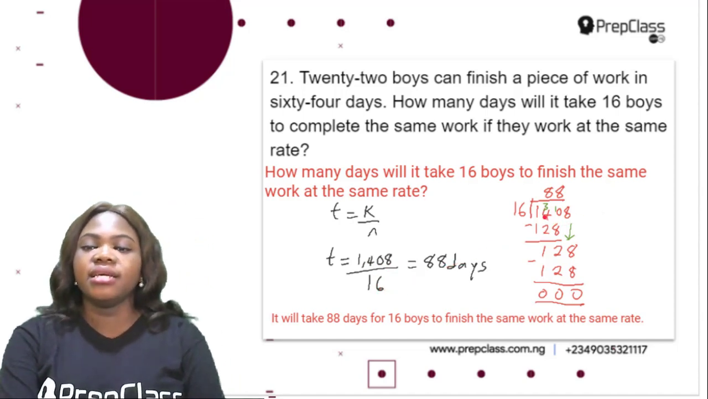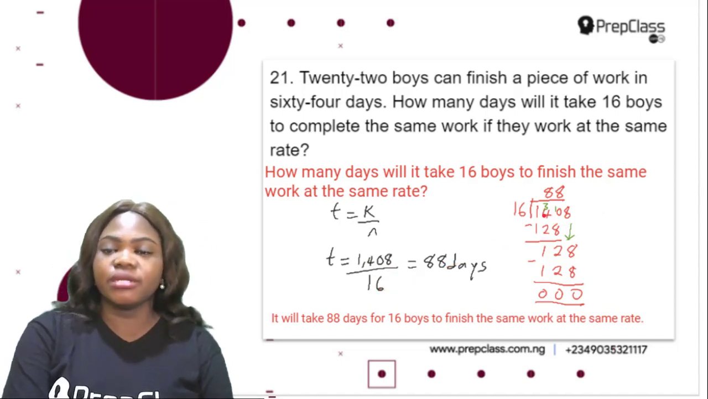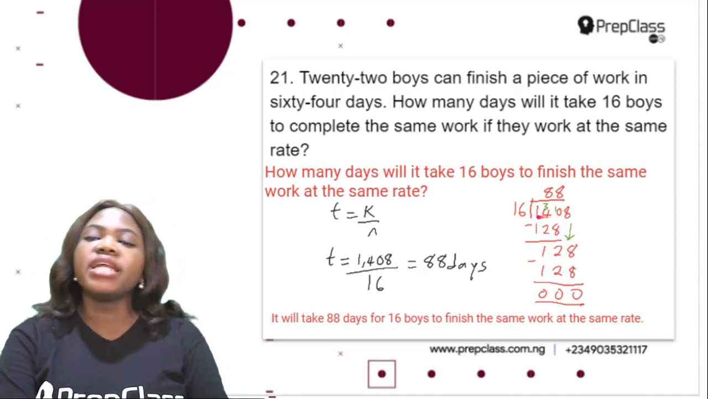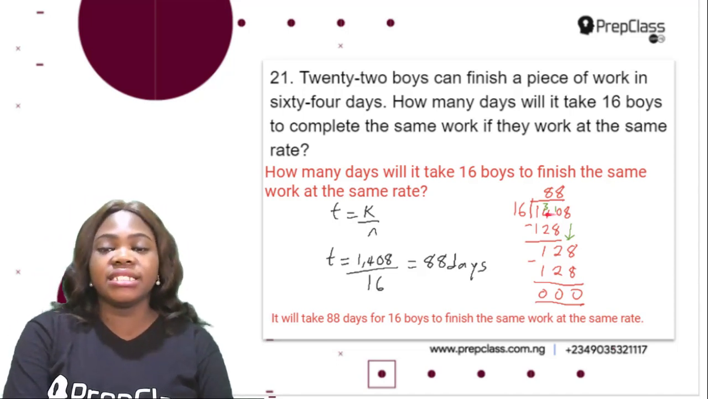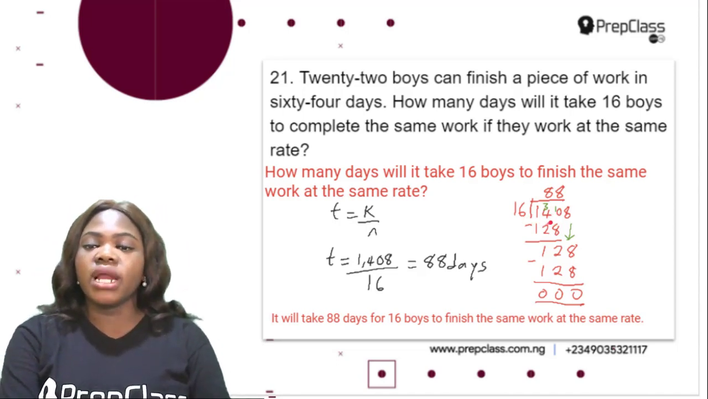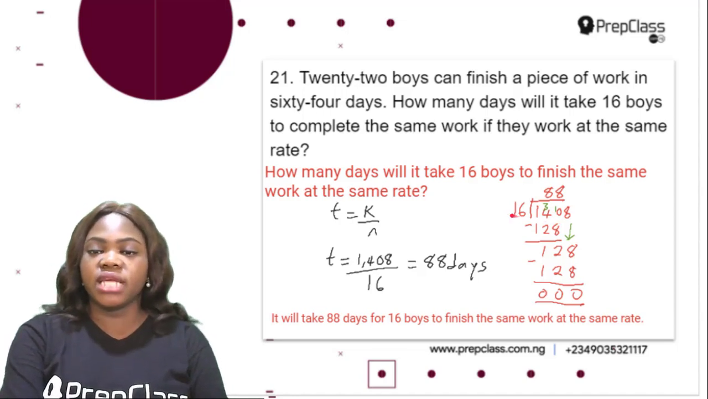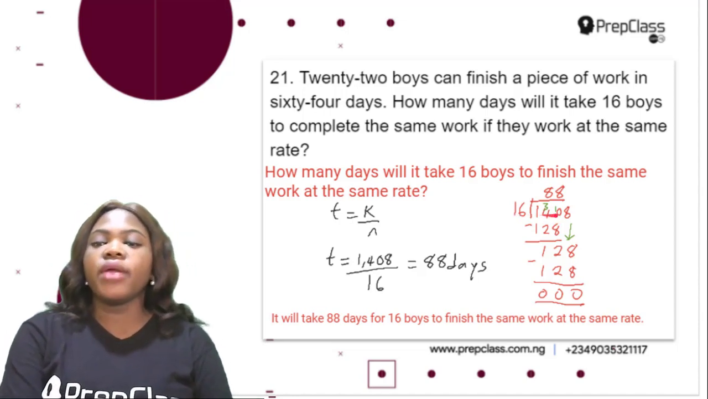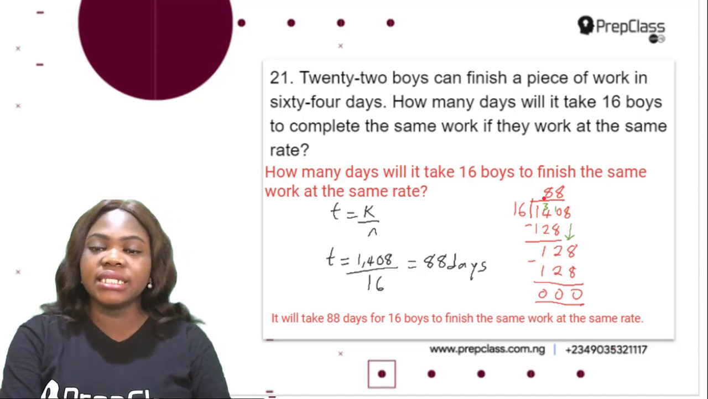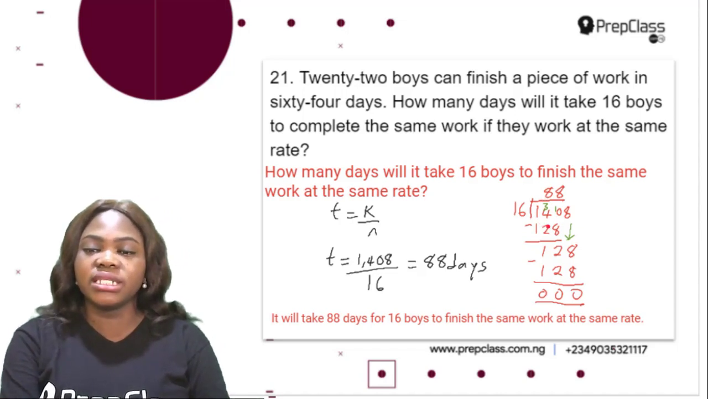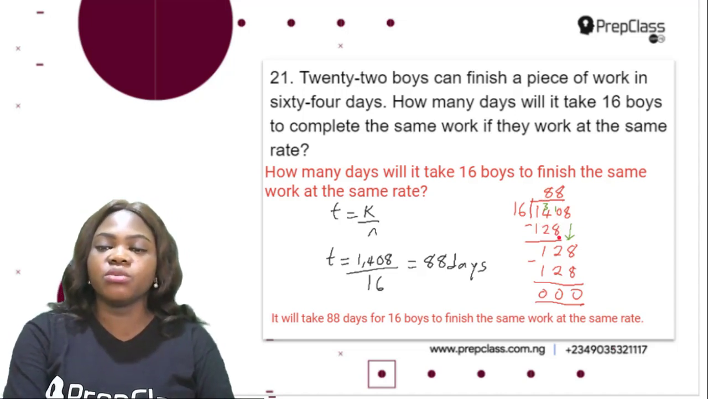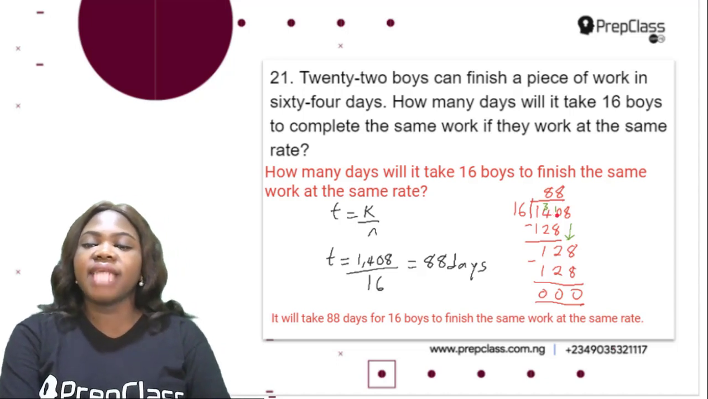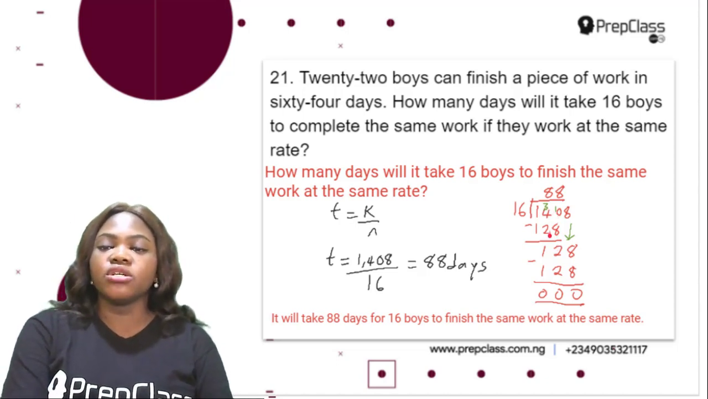So we have 1408 divided by 16. Let's do that here using the long division method. We find the first possible digit that is divisible by 16. 140 is the first. 140 divided by 16 is 8. 8 times 16 is 128. 0 minus 8 is not possible, so we borrow 1 from 4. It remains 3. Put the 1 here, it becomes 10. 10 minus 8 is 2. 3 minus 2 is 1.